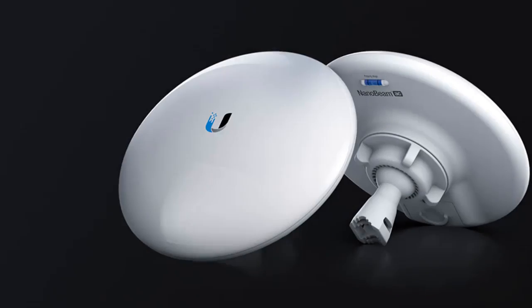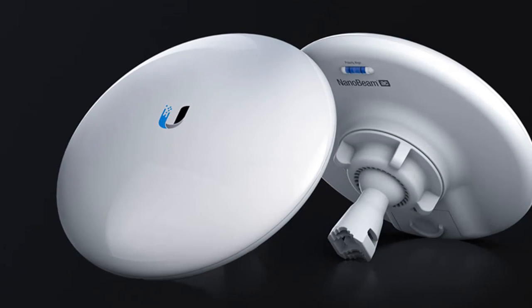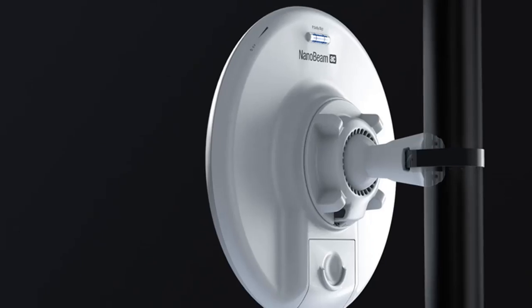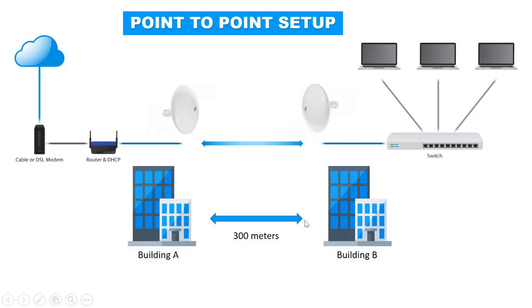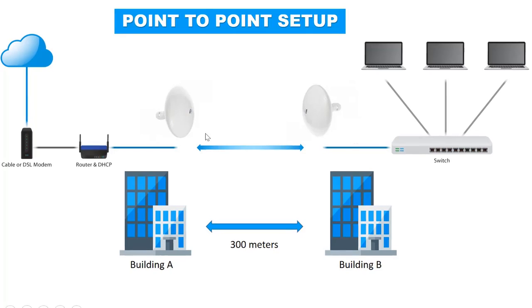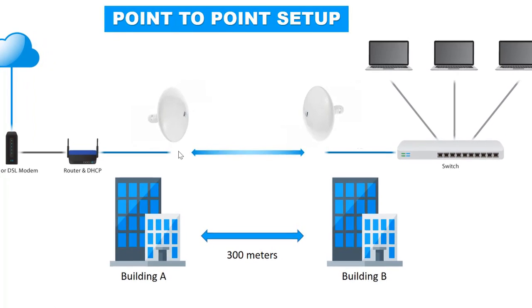We are going to do Ubiquiti, and we are going to configure this one, set this one up. But before we do that, we're going to look into the network diagram so that we have a base understanding of what we're trying to achieve. So this is the network diagram we're going to set up. We call it a point-to-point setup, and we're going to use this NanoBeam AirMax AC.